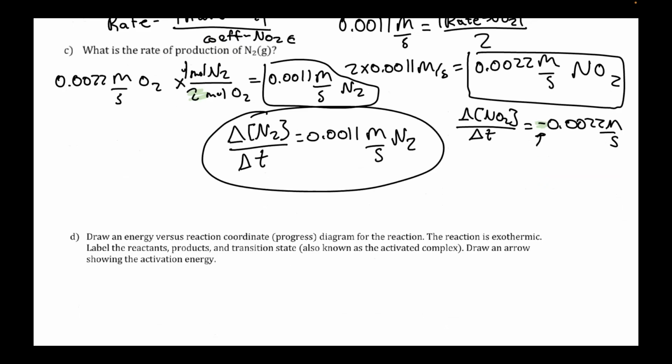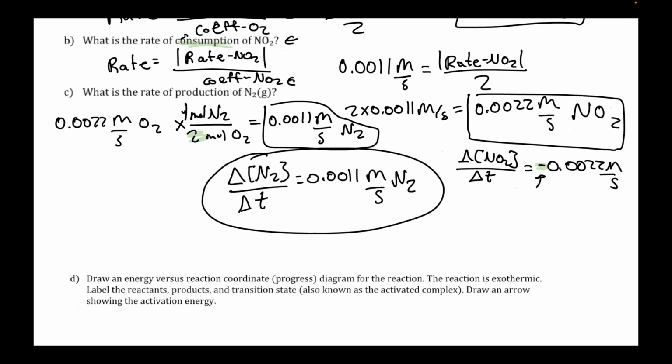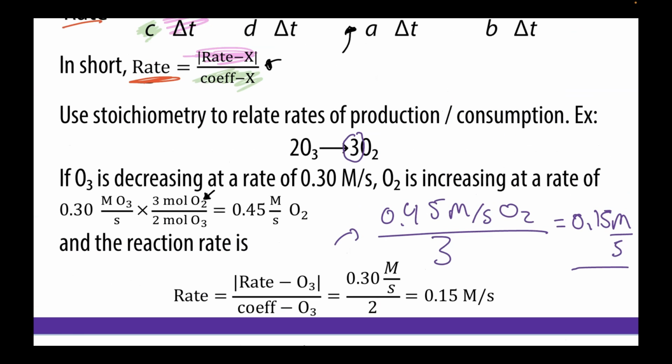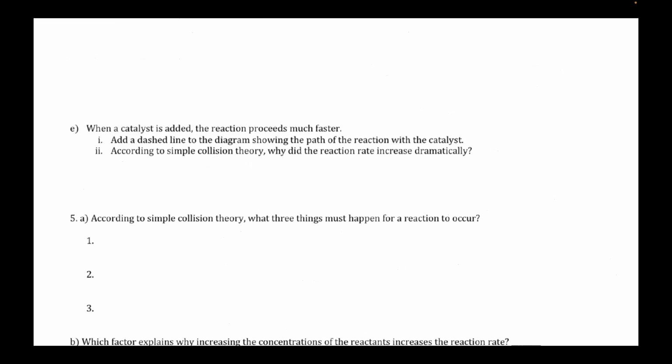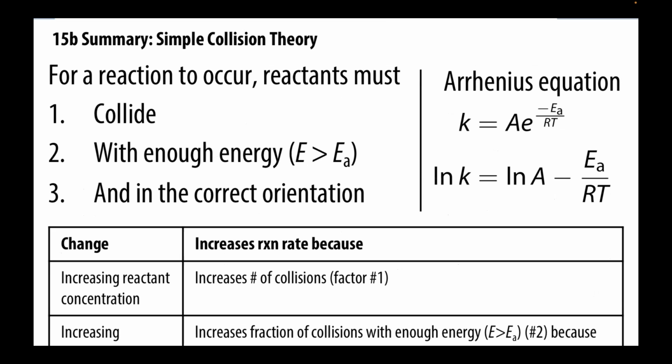Okay, let's look at our next example here. Now we're getting into a new sort of idea. We're drawing a reaction coordinate diagram. So this really goes along with our simple collision theory ideas. So that's the next key topic. Let's look at that. So a reaction coordinate diagram goes along with simple collision theory.